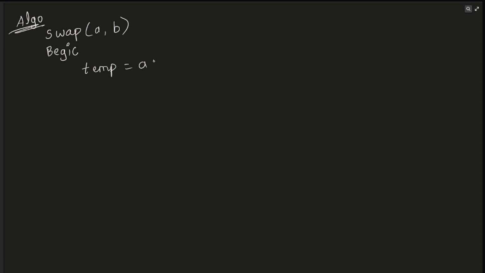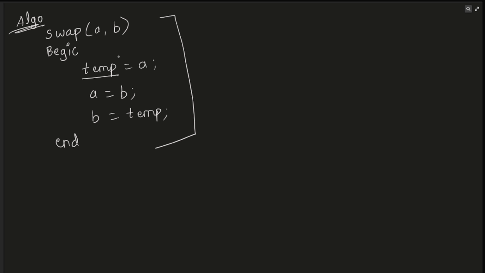that takes in A value. Then A gets updated with B value. Then B gets the stored temp value. And after completing an algorithm, we will end that with the end keyword. This is the function to swap two variables.